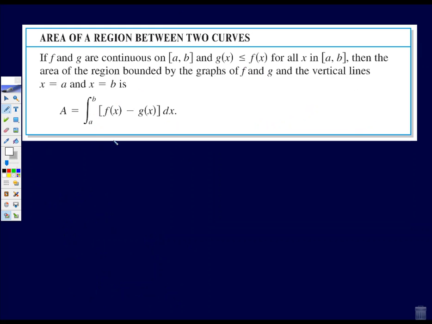The area of the region between two curves, f of x and g of x. In this one, we're presuming that g of x is the lower function, the one that's less than f of x. Then the integral is the integral from a to b of f of x minus g of x. Let's take a look at an example where the curves intersect and one where they don't.